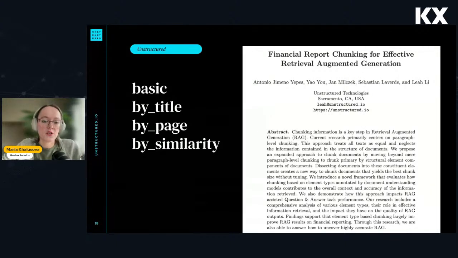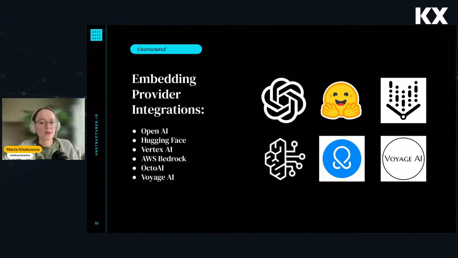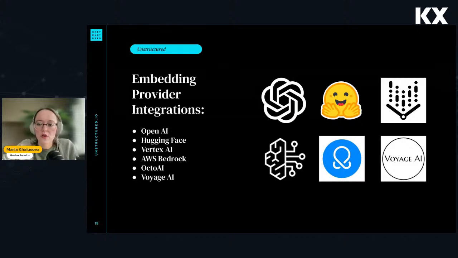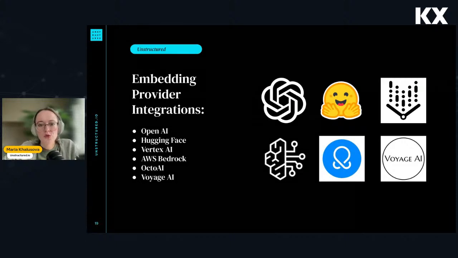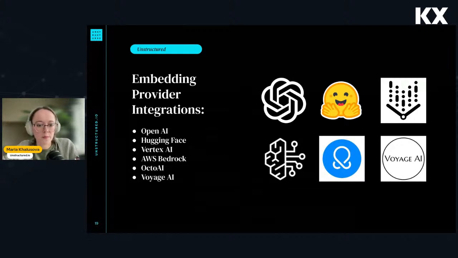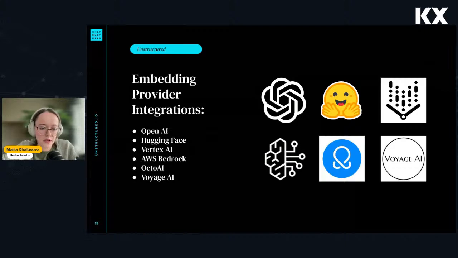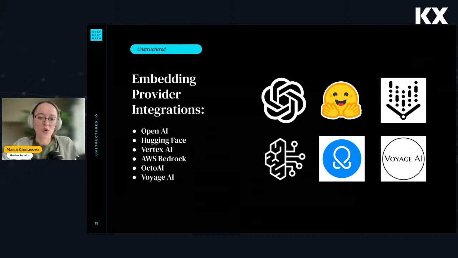And once everything is chunked, unstructured integrates with multiple different embedding model providers, such as OpenAI, Hugging Face, Bedrock, and many others. We do not host any of our own embedding models. We're not an embedding model provider, but we integrate with every popular embedding model provider. Actually, this list is missing Together AI, and it's missing Mixed-Bread AI. So there are actually more embedding providers supported.